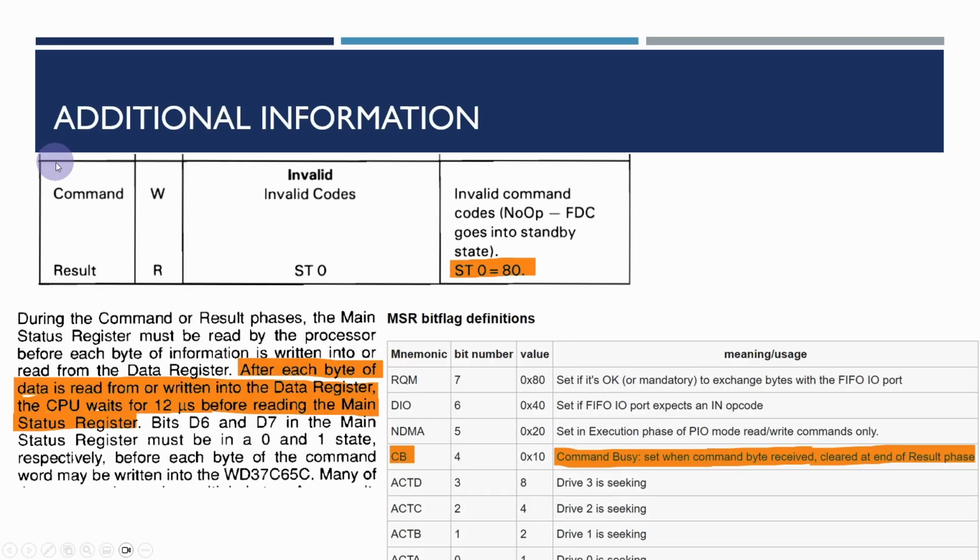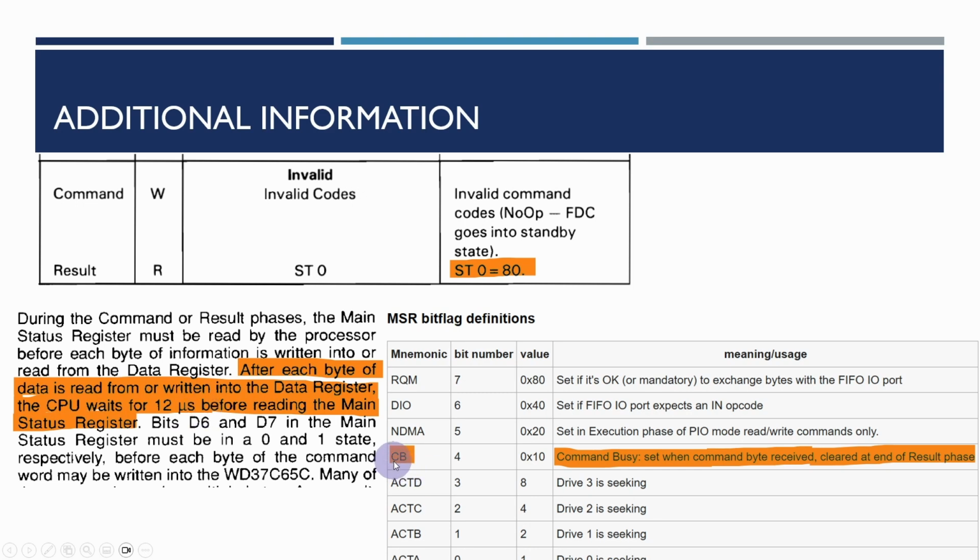Now there was some additional information. This status code about invalid command came from the original IBM PC floppy disk controller documentation, and there was some extra stuff in the data sheet that I came across. After each byte of data is read or written to the data register, the CPU waits for 12 microseconds before reading the main status register. This was one of the first steps when I was looking at getting this to work, whether we need to allow for 12 microseconds between reading or writing to the data register and then next checking the status register.